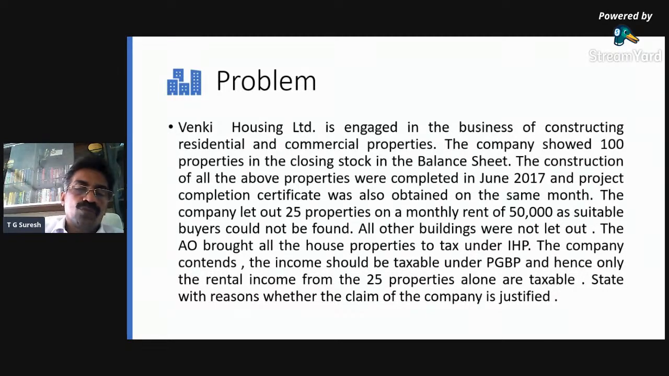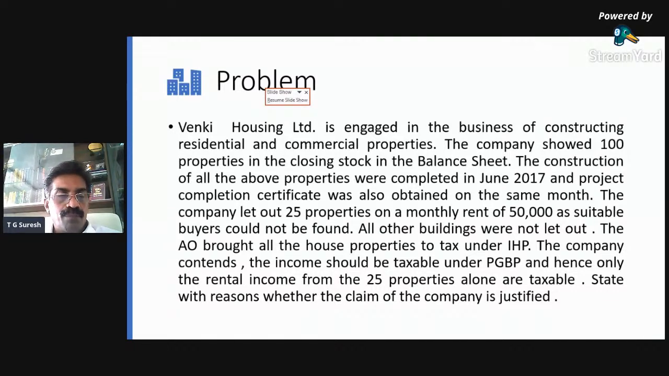So again, June 2017 is the completion. End of the financial year, March 2018. Had this amendment not been carried out, 1 year from the end of the financial year would be 31st March 2019. Therefore, you would have come to a conclusion this property is taxable. But what is the amendment saying? The amendment is saying you should complete 2 years. So 2 years means 31st March 2020. So for the 25 properties that are actually let out, I don't get this benefit. For the remaining 75 properties, which I have not let out, I will get the benefit.